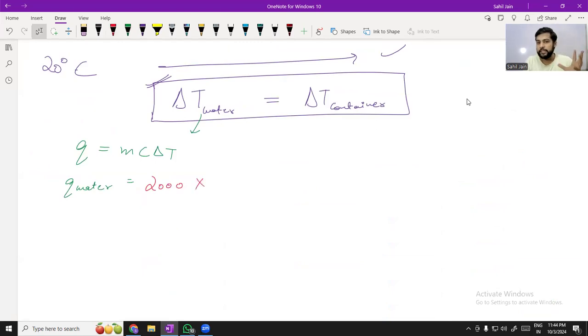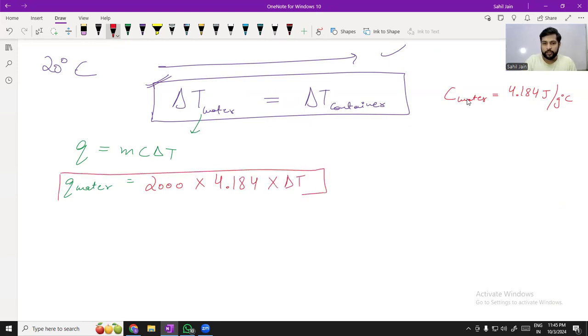So the mass of water we have is 2000. The specific heat, the value of c for water, that would be given in your question, is 4.184 joules per gram degree Celsius. So let's just write the value over here, 4.184. And the delta T, that is the change in temperature. This becomes our equation 1 for water. Now for the container, we write a similar equation.